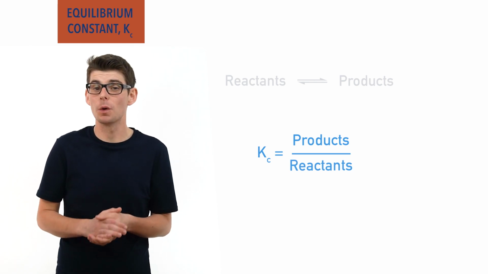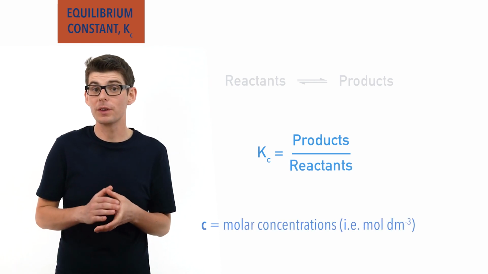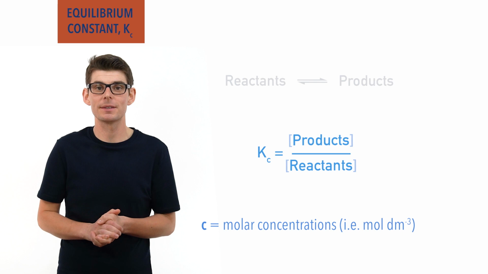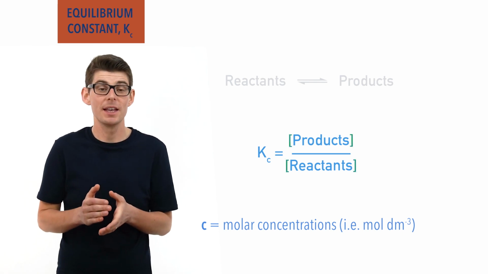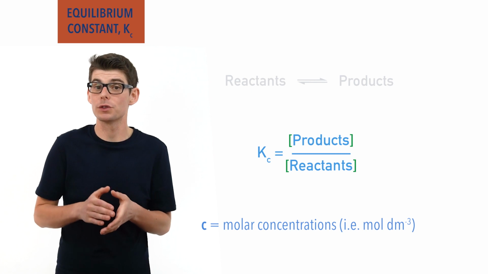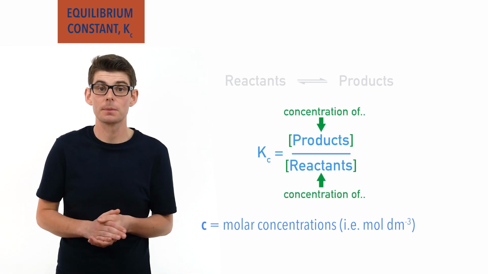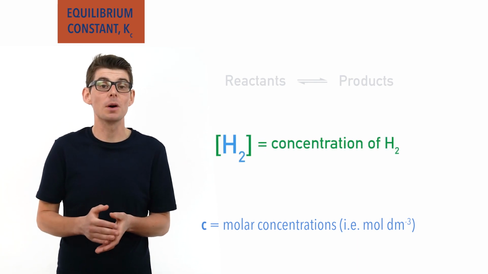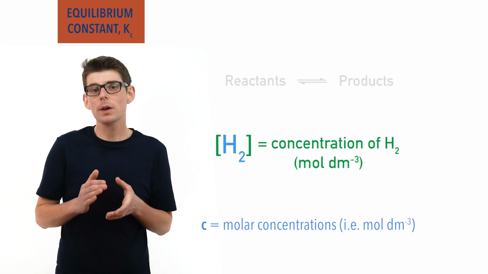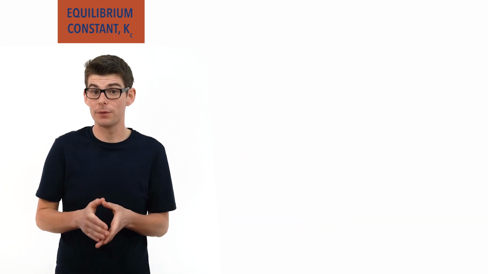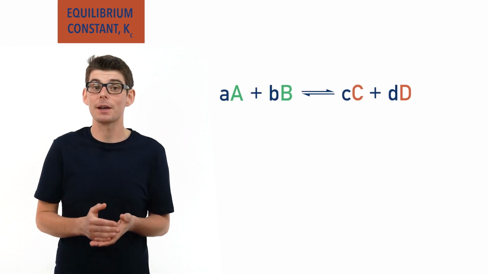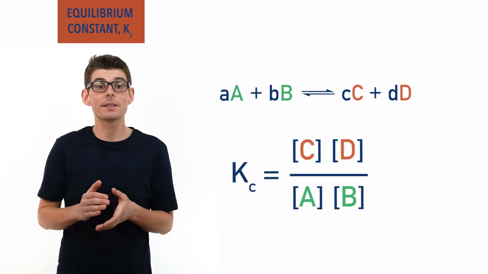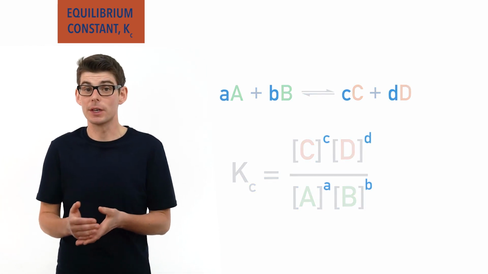We are basing the ratio on the molar concentrations of everything present at equilibrium, and we show concentration in chemistry using square brackets. Anytime you see square brackets in an expression, they are referring to the concentration of the thing inside the brackets. For example, square brackets H2 means concentration of H2 in moles per decimetre cubed. We also need to take the reacting ratios given in the reaction equation into account when calculating Kc. To do this, we raise the concentration of a substance by its molar ratio or coefficient in the equation.